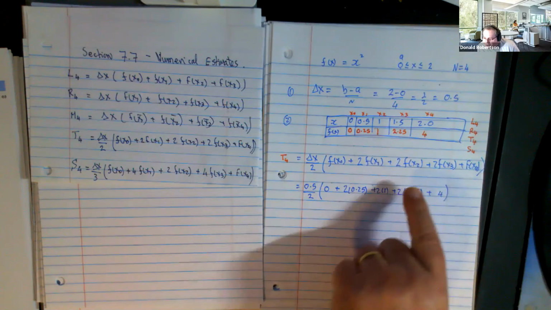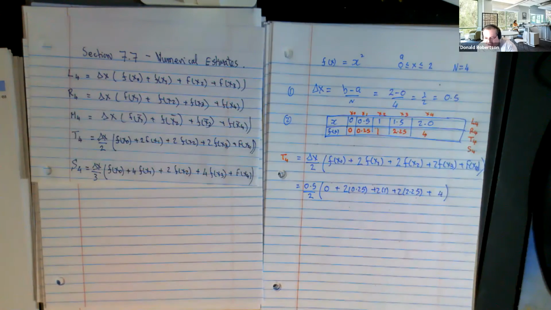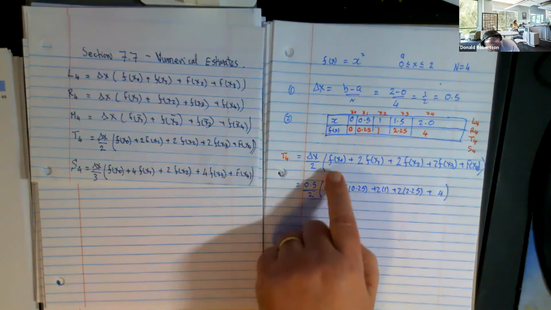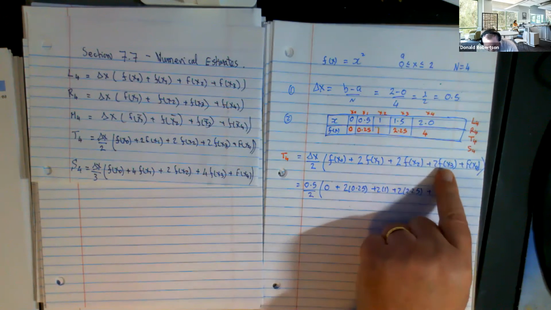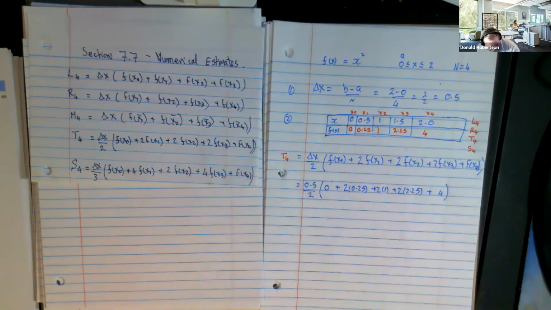You're basically just following what it tells you. You're comfortable with this magic formula that just, hey, trust me, it works, right? I've given it to you: delta x divided by 2, the value of the function at the beginning, 2 of all the guys in the middle, and the value of the function at the end. Do you notice that you use all of the numbers?